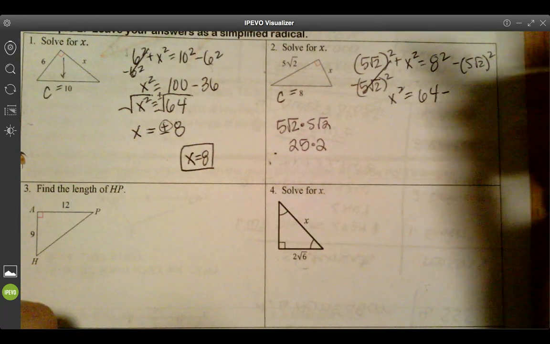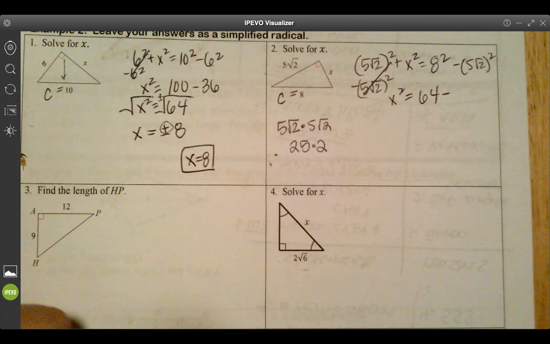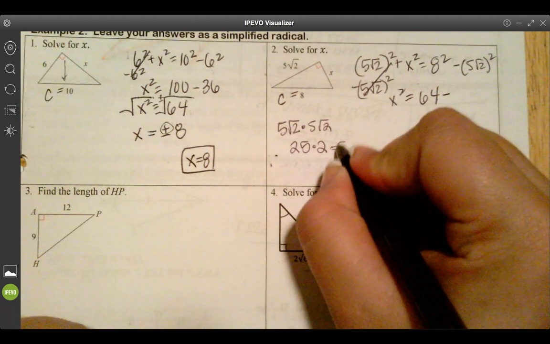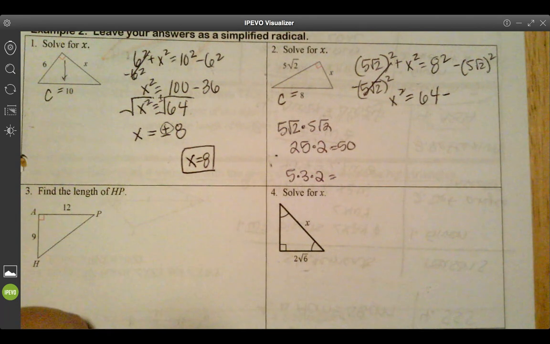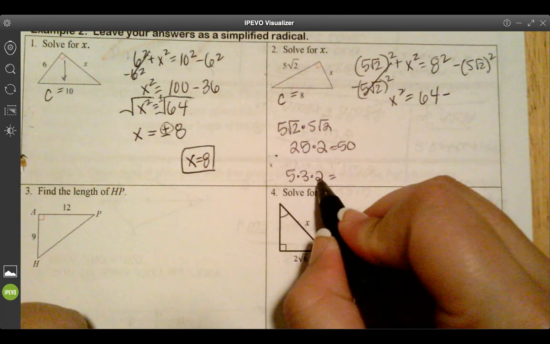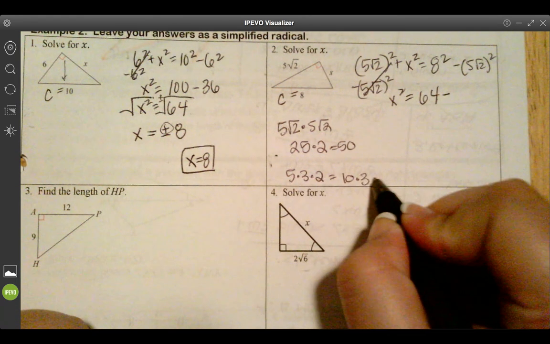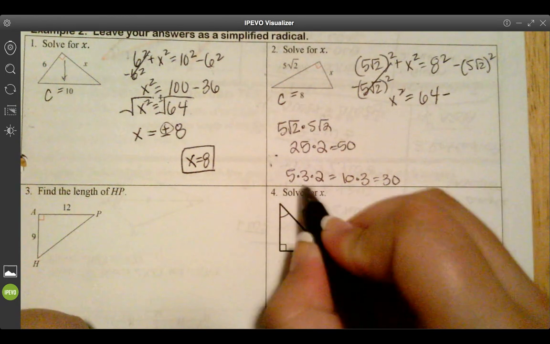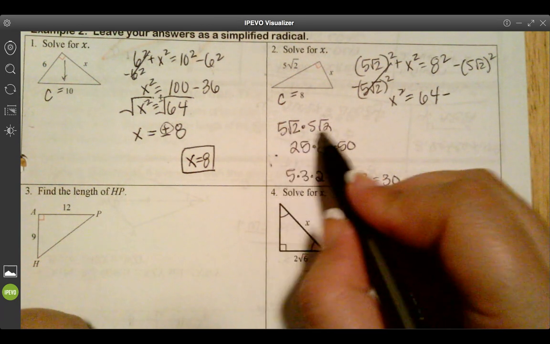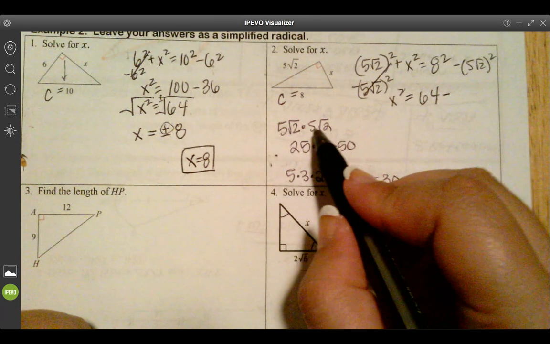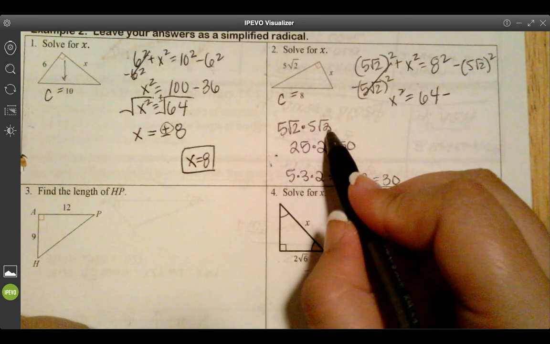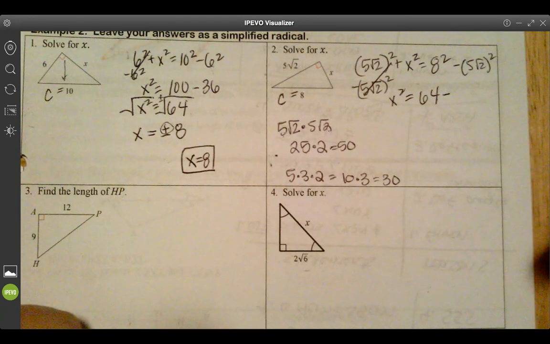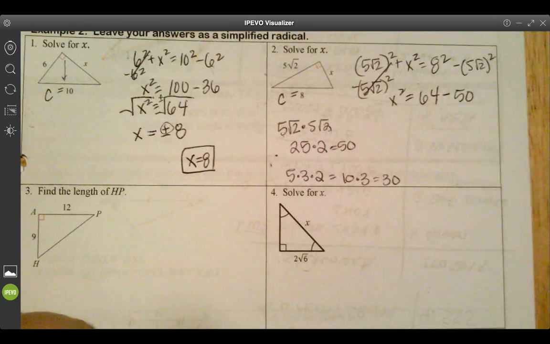How come I'm not FOILing? Because there's no addition or subtraction. Think about this as 5 times 3 times 2. I can choose to do 5 times 2, which is 10, times 3, which is 30. So I can choose what order to multiply them in. When we're multiplying numbers that have radicals in them, multiply the parts outside of the radical, then multiply the parts inside of the radical, and then multiply those together. So this is minus 50.